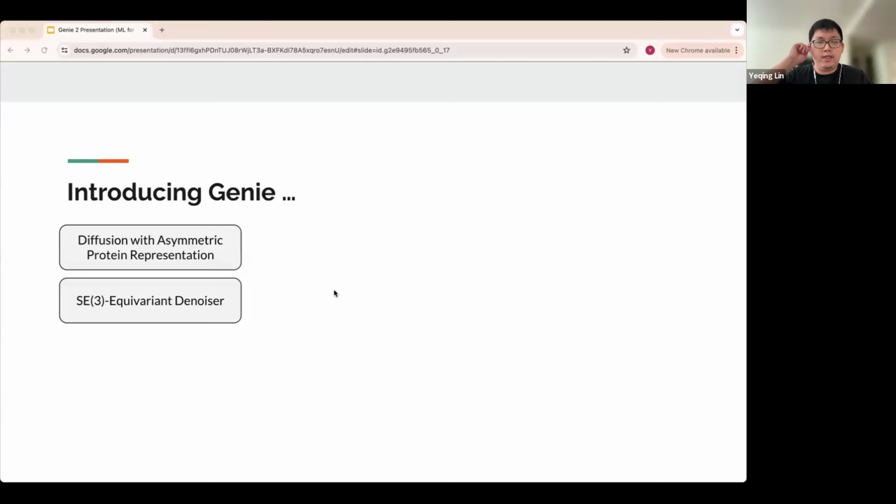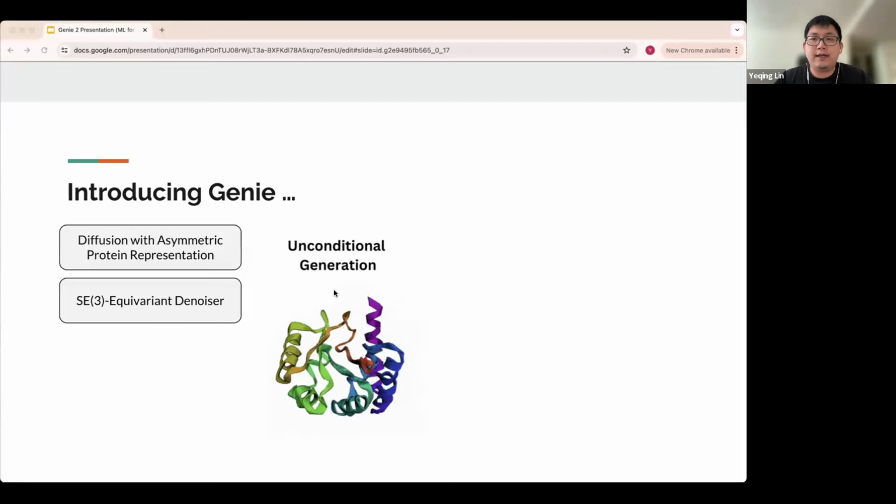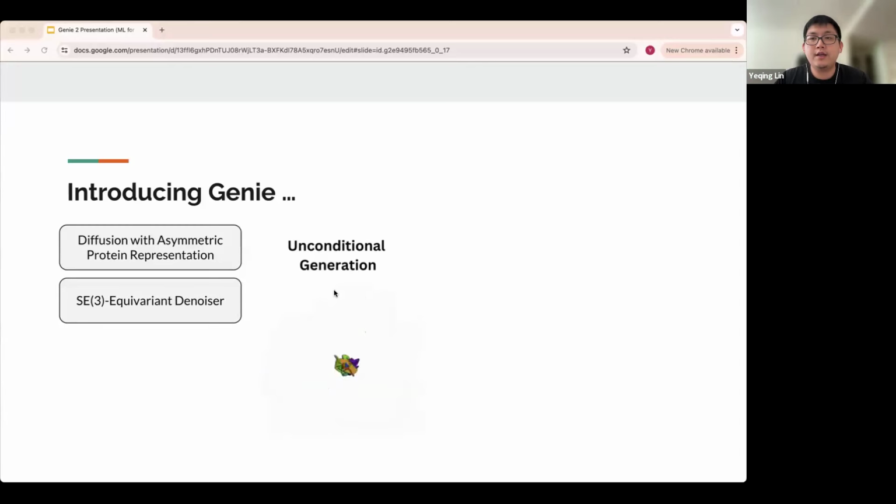Basically, Genie is a structure-based protein diffusion model, so it doesn't involve any sequence information. It supports unconditional sampling from protein structure space, since it's modeling protein structure space, and allows us to discover novel protein structures. And apart from that, by coupling it with a classifier or some form of differentiable loss function, we are able to guide this sampling process to allow us to perform downstream protein design tasks.